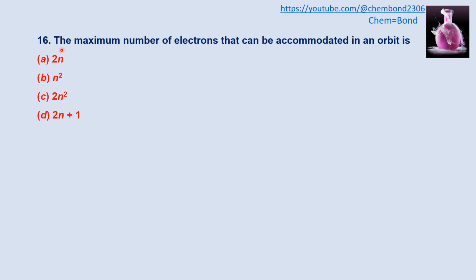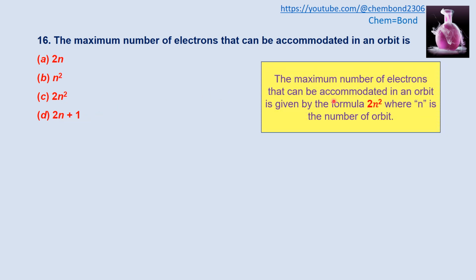MCQ number 16. The maximum number of electrons that can be accommodated in an orbit is: 2n, n square, 2n square, or 2n plus 1. The maximum number of electrons that can be accommodated in an orbit is given by the formula 2n square, where n is the number of the orbit. So among these options, C, 2n square, is the correct answer.